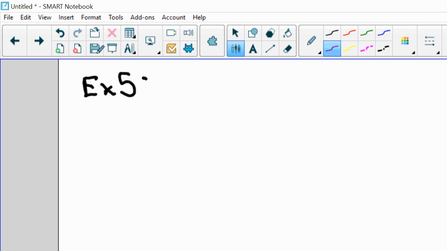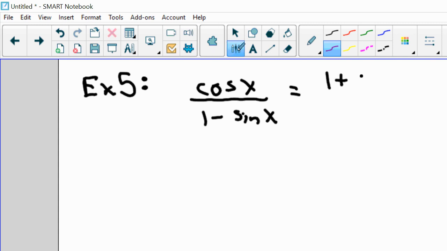Example 5. Step 1 is actually memorizing all the identities you need to know. That's the trick. So when we say recall, you need to recall all that stuff. And here's 1 minus sine x, I'm going to do it on time, 16 minutes to go, over 1 plus sine x equals cosine x.